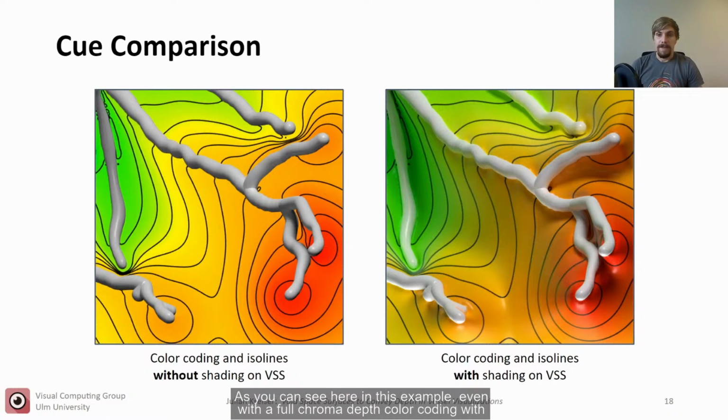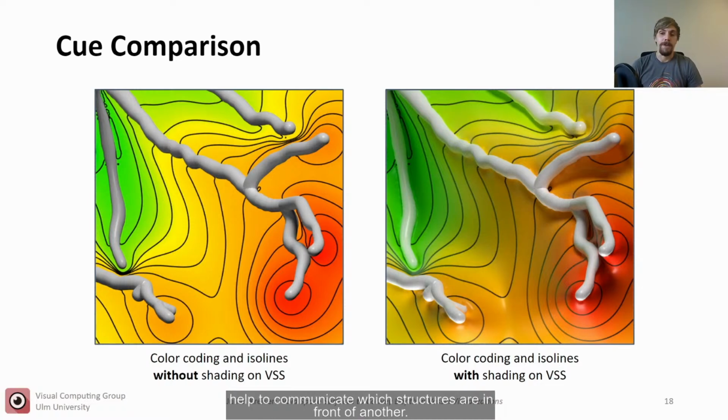As you can see in this example, even with a full chroma depth color coding with additional isolines on the left, shading is a very strong indicator to use for shape and depth perception. The appearance of ridges and valleys clearly help to communicate which structures are in front of another.